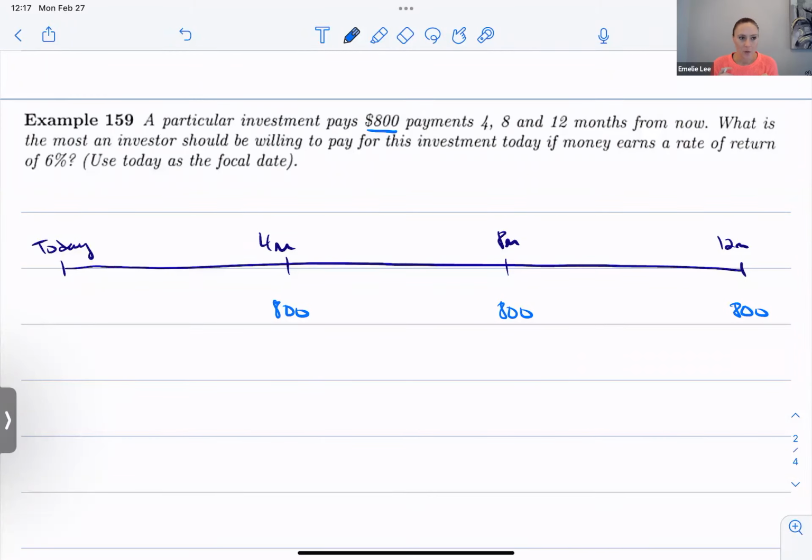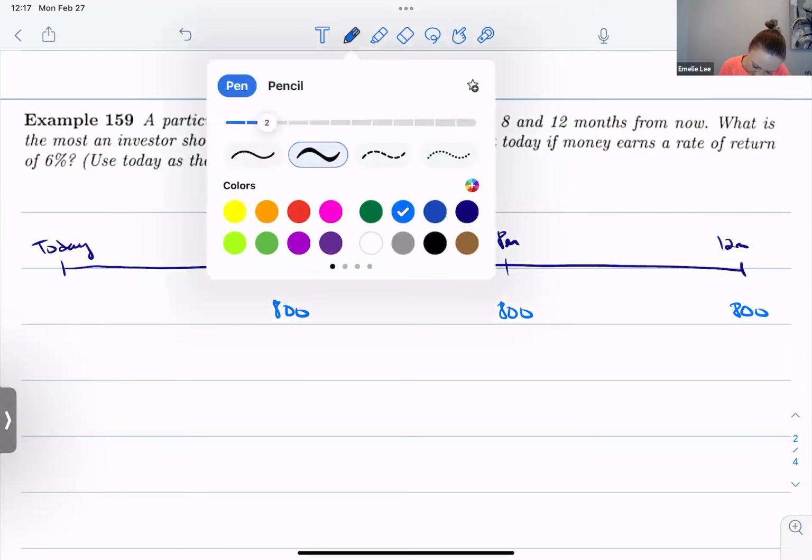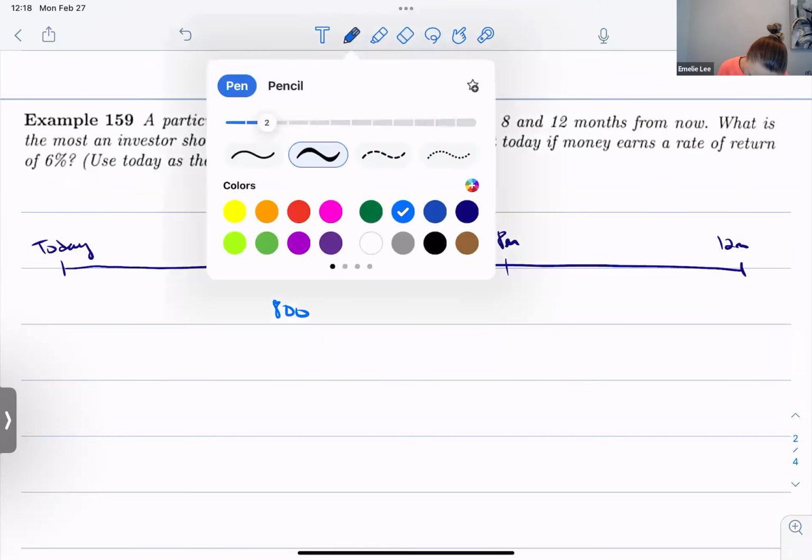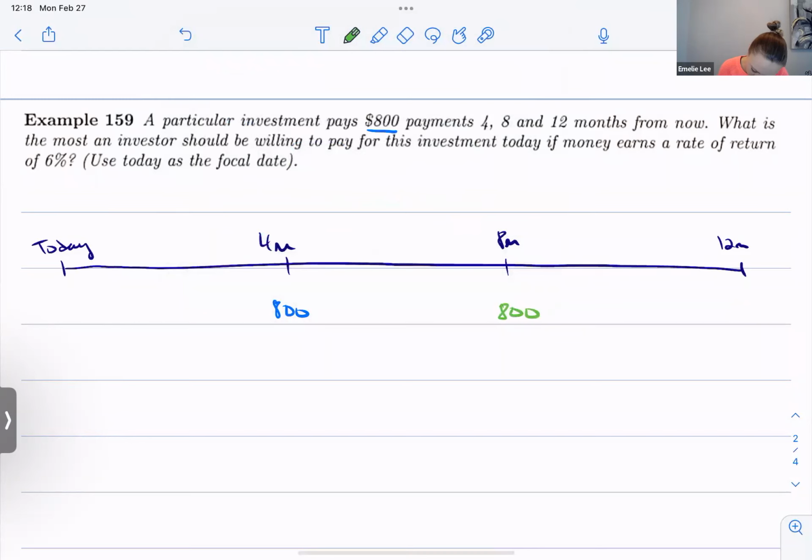So how are we going to do this? Oh, you know what I should do? I'll try to color code the different amounts instead. How about that? 800 and 800. Oh, my 8s look like 1s today. They're so tight. Okay, let's do that.